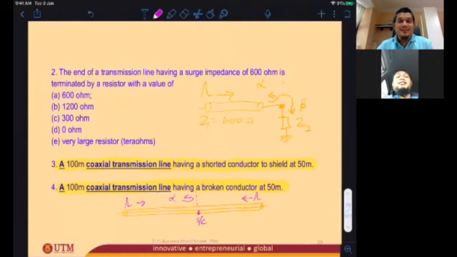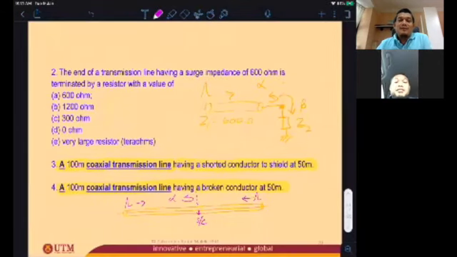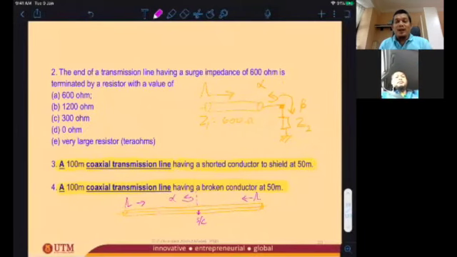My alpha is 0. Which one? Number 3? Number 3, yeah. The answer is not right. Okay, I give you a hint.